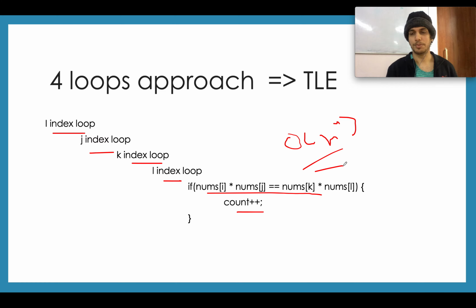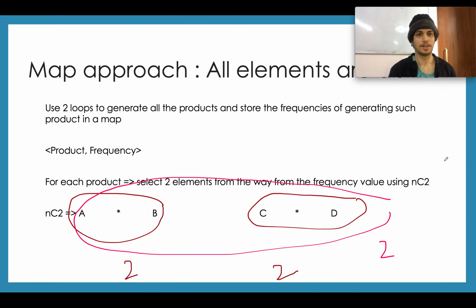What we can do is bring in a map, or a set kind of a thing, where we can check whether the number that we are interested in searching for is there in the map or not. It will reduce the complexity to order of n cube. But let me propose something which is even smarter. So we'll be using a map for this.